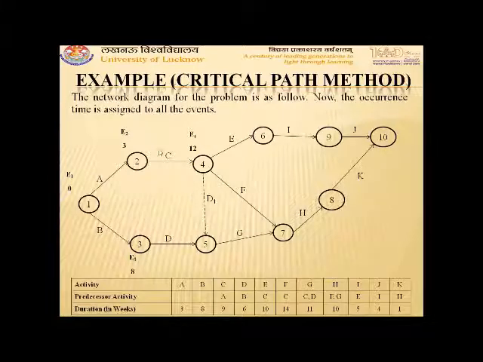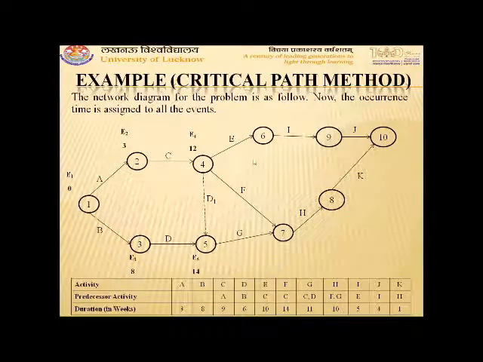Now for activity event 5, here two activities D and D1 are ending or completing. So we take the maximum of these two. That is 8 plus duration of D, that is 6, which comes out to be 14. And 12 plus duration of D1, the duration of the dummy activity being 0, will give 12. So the maximum of 12 and 14 will be 14. So the earliest occurrence time for event 5 comes out to be 14.